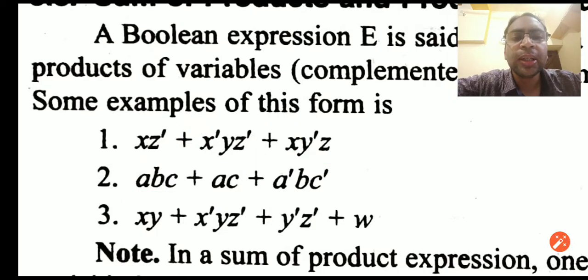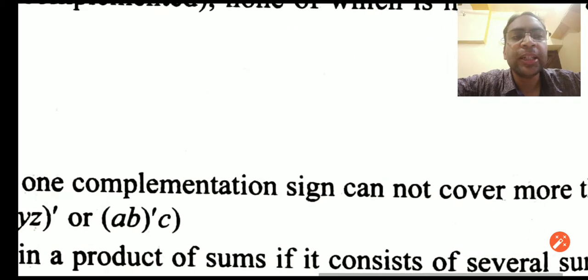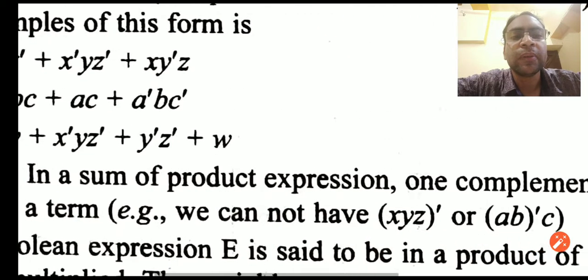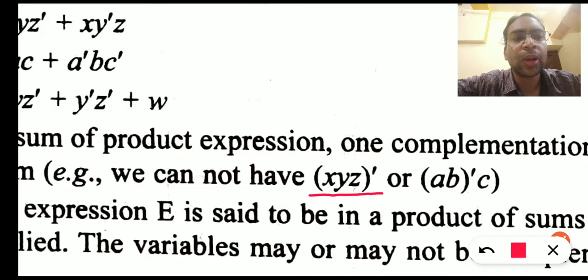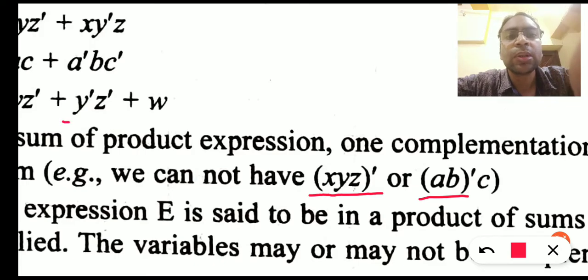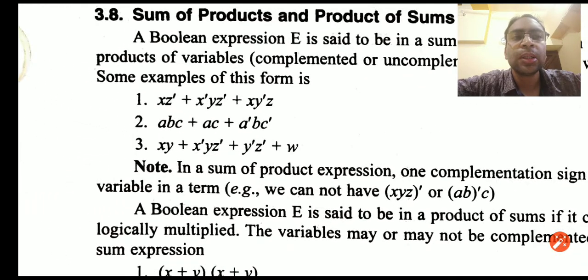One thing to be noted is that in a sum of products expression, one complementation sign cannot cover more than one variable. For example, we cannot have a product of type x, y, z with a whole complementation. Even a, b whole complement cannot be there. The complement sign will be only with a single variable. If you see in this example, this is not y z whole complement. So this is y complement dot z complement. This is the point to be noted in the sum of products form.